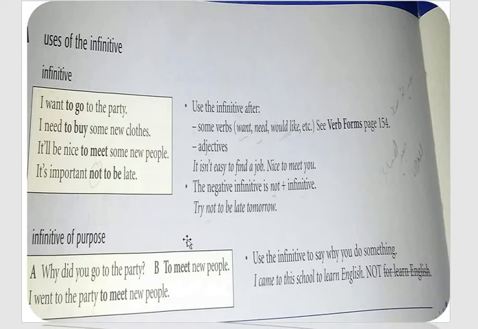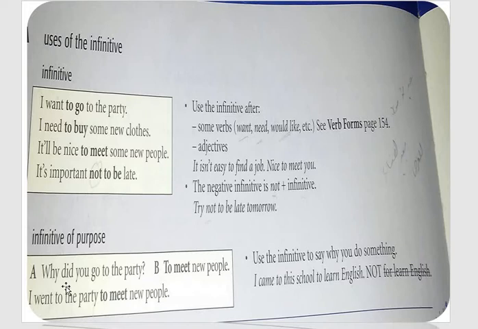Two. Another use for the infinitive is for purpose. Why did you go to the party? To meet new people. I went to the party to meet new people. It is a second use, but the same: to comes between two verbs, went and meet, to separate them.